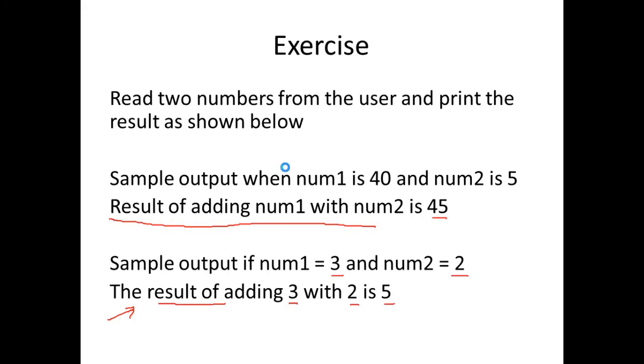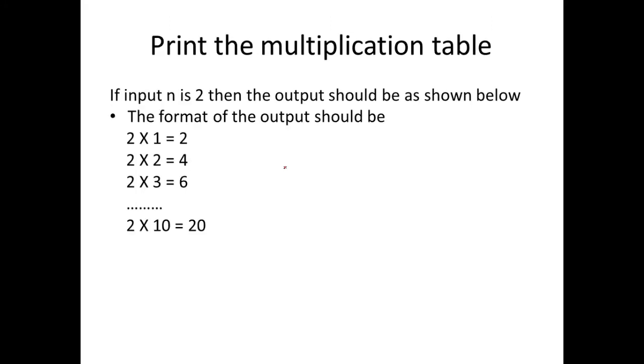So let us take an exercise now. I want you to print the multiplication table by getting a number from the user. Say if the number entered is 2, the program should print the table as this: 2 into 1 is equal to 2. This is not a star, this is actually an X. So it's like we are printing the multiplication table.